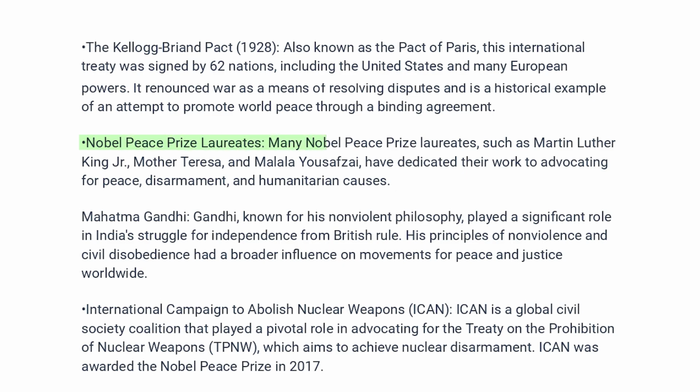Nobel Peace Prize laureates. Many Nobel Peace Prize laureates, such as Martin Luther King Jr., Mother Teresa, and Malala Yousafzai, have dedicated their work to advocating for peace, disarmament, and humanitarian causes. Mahatma Gandhi, known for his nonviolent philosophy, played a significant role in India's struggle for independence from British rule. His principles of nonviolence and civil disobedience had a broader influence on movements for peace and justice worldwide.